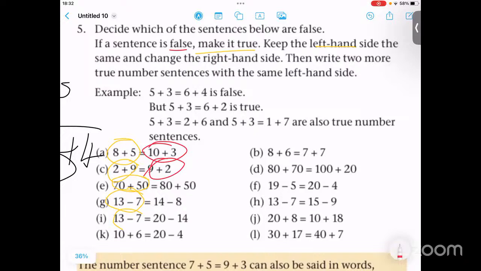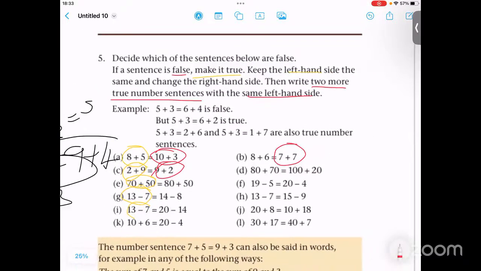Yes, they've indicated there. And then they say, then write 2 more true number sentences with the same left hand side. So meaning that you can make a change 2 times with 2 different numbers that are going to fall under the right hand side, sorry. But the left hand side should remain the same. And then here we are given an example.